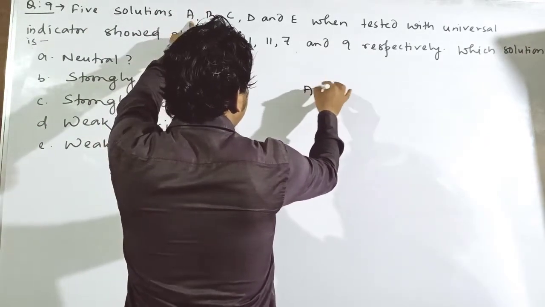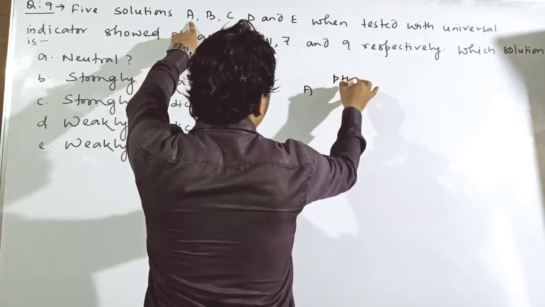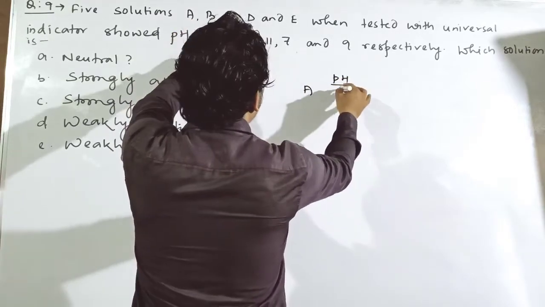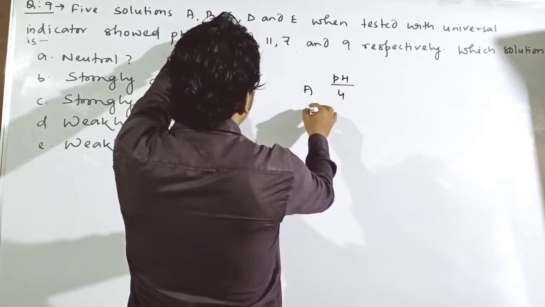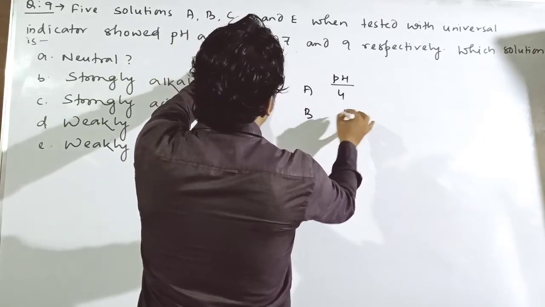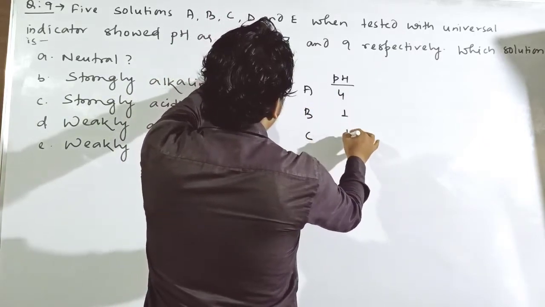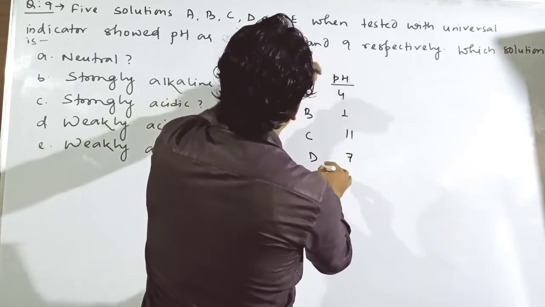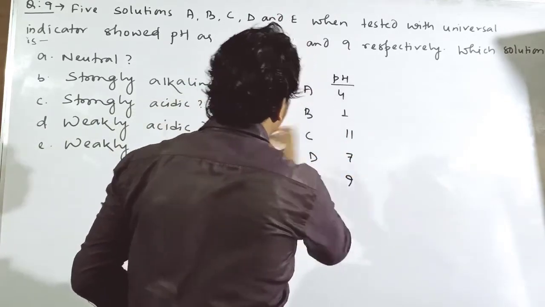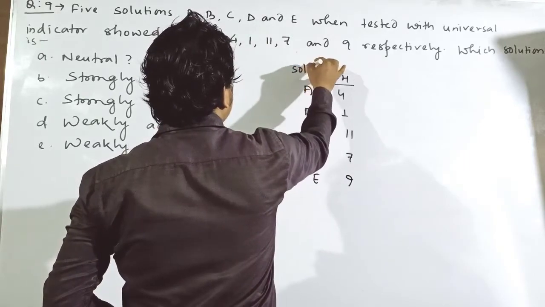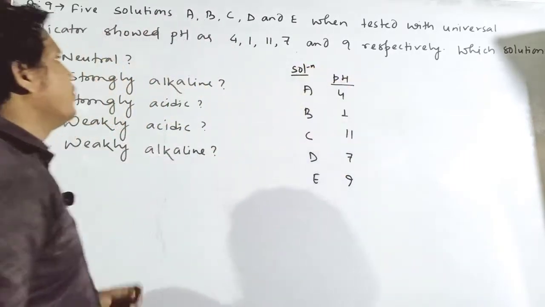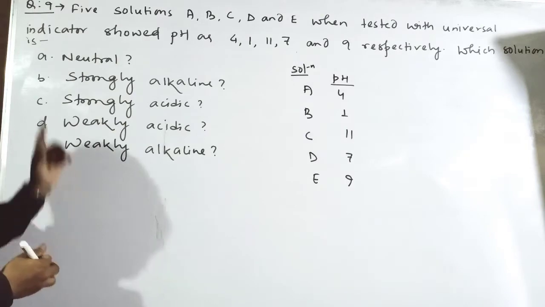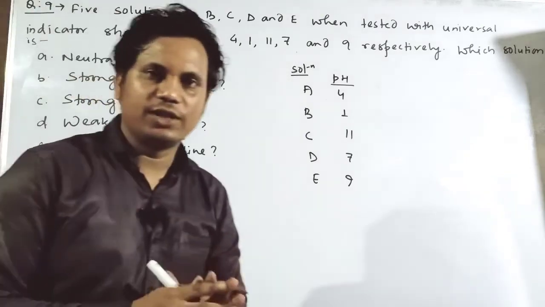So the pH value of A is how much? 4. For B it is 1. For C it is 11. For D it is 7. For E it is 9. Okay, these are the solutions and their pH values are given. Which solution is neutral?